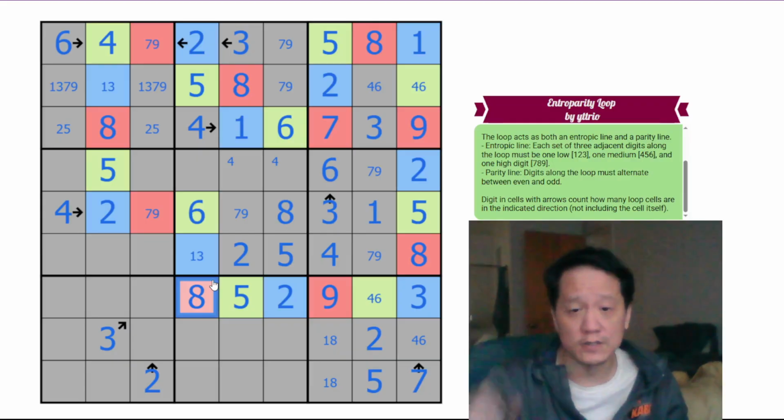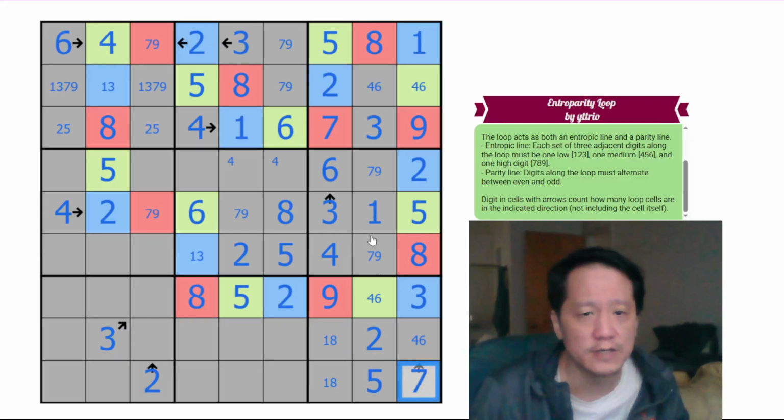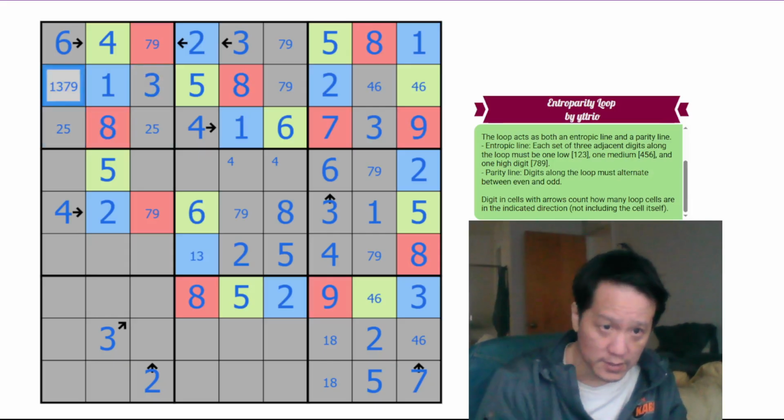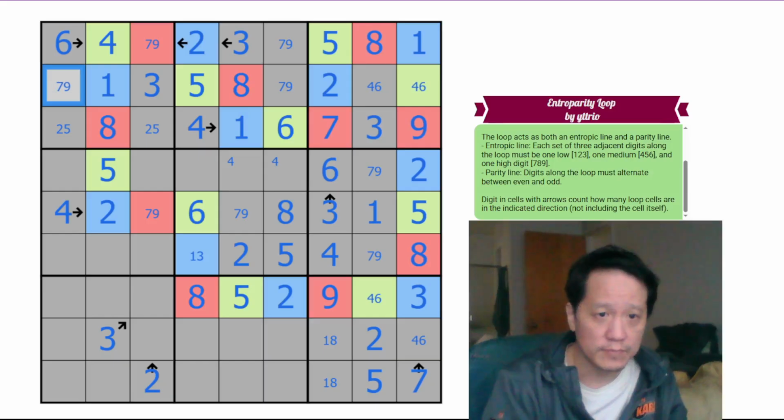So this is the loop then. This sees 7. We don't know about this. This 3 eliminates 3 here, so this is 1. Again, this is a 7, 9, 7, 9 pair, which eliminates 7, 9 in the rest of the box, so this cannot be 7 or 9. It's 3. This can't be 1 or 3.